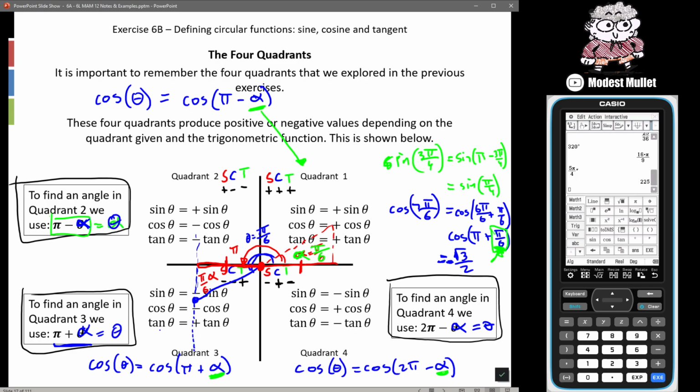That's going to hold for all 4 quadrants, sine or tan. I could change this to sine and sine there. Completely fine. So that's how we go about dealing with work in quadrant 2, 3, and 4. Find the equivalent angle in quadrant 1.